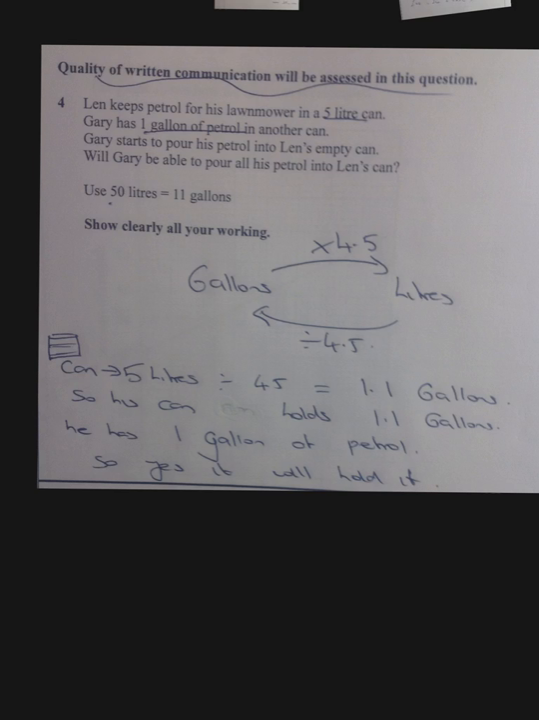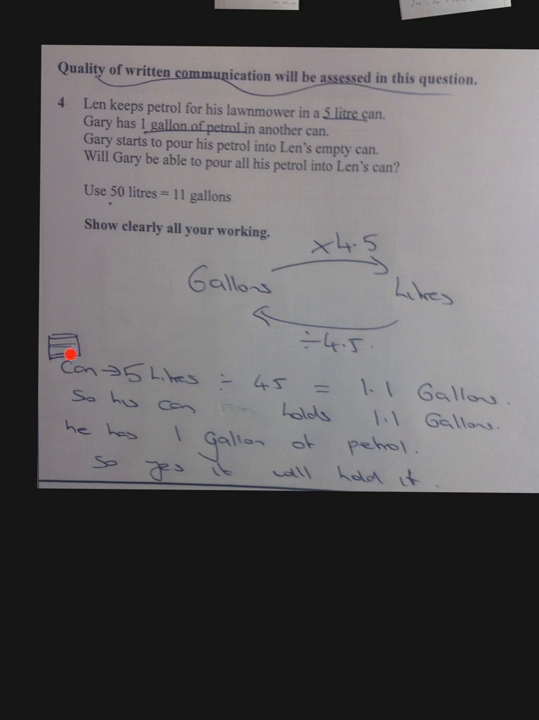Okay, there's a question about conversion. We want to work out, basically what we have is a 5 litre can. You can imagine one of those jerry cans that you fill up with petrol. And we want to know basically, Gary has 1 gallon of petrol, will he be able to put that gallon of petrol into this 5 litre can. So basically, gallons to litres multiplied by 4.5, litres to gallons divided by 4.5.